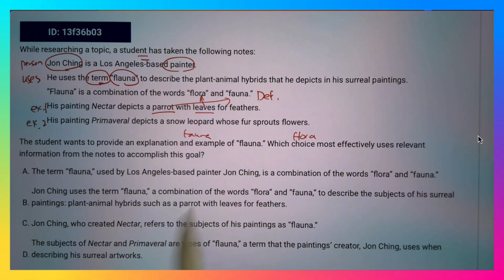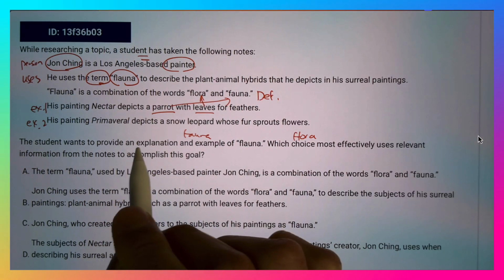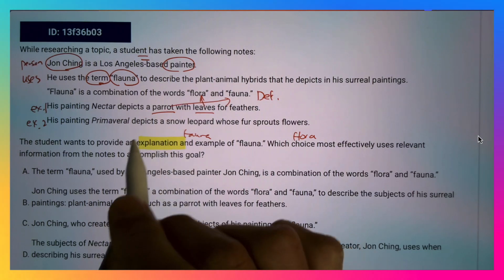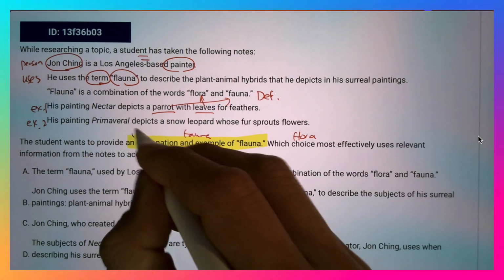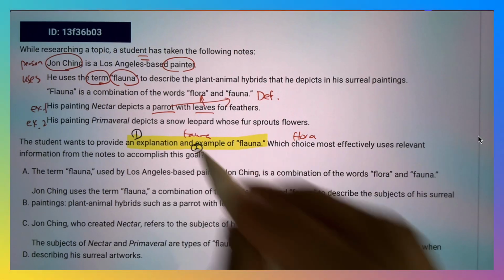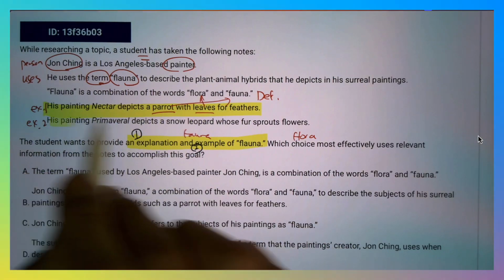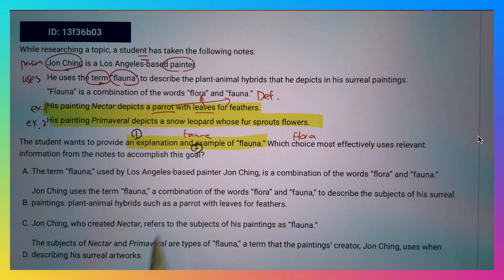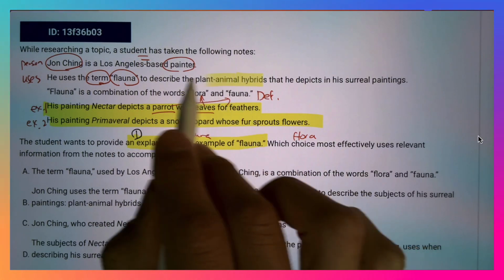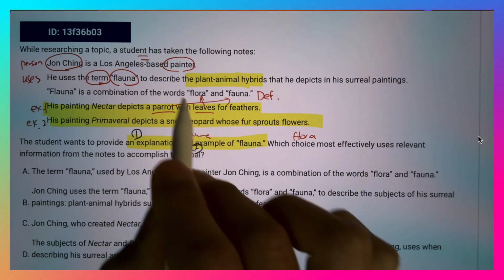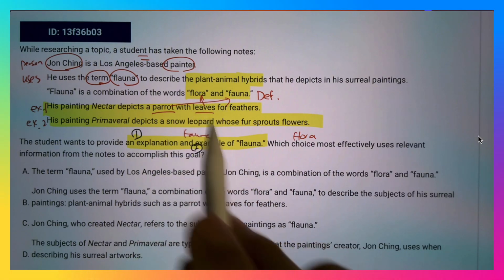So the student wants to provide an explanation. I will highlight the part we need. Explanation and example of fauna. So the first thing is the explanation, the second thing is the example, which means that we really need these last 2 lines as our example. And this explanation can be either line 2 that describes the plant-animal hybrid, and also that the term is simply the combination of flora and fauna. We want to choose all these highlights.